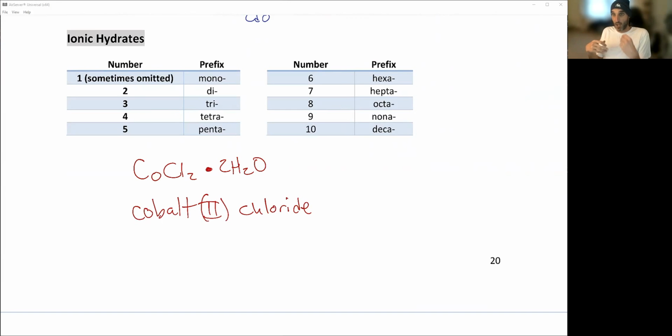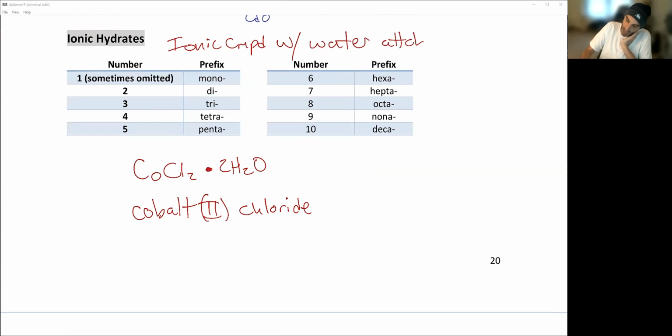Those 2 waters come with every cobalt. So it's important to say that those come together. Ionic hydrates are essentially an ionic compound with water attached. We could get into why they attach themselves, but it has to do with coordination and stuff. Ultimately, there's always water attached. So for every 1 cobalt, you also have 2 waters attached for this example.